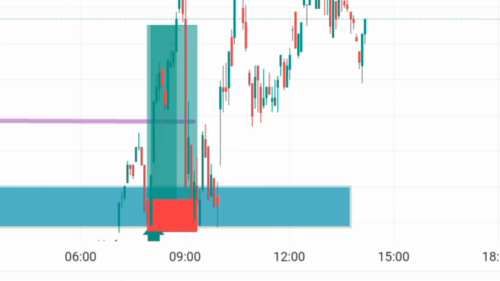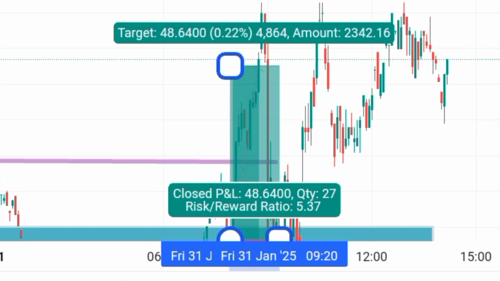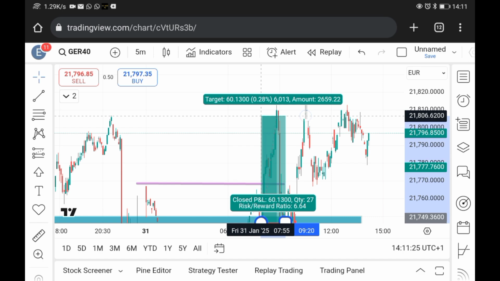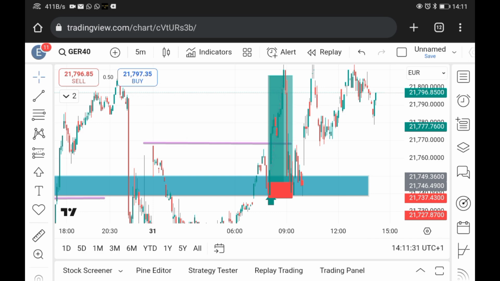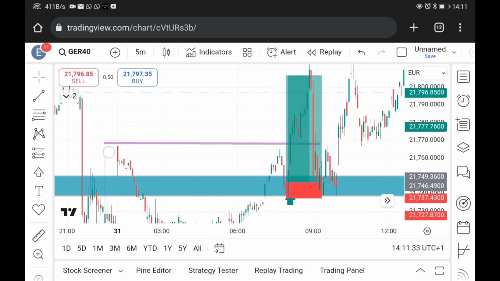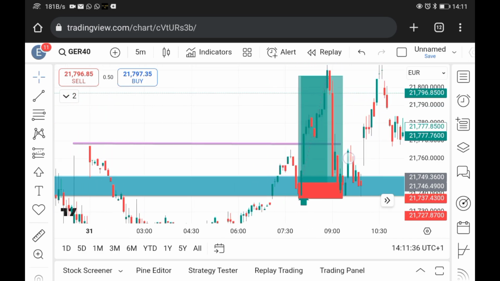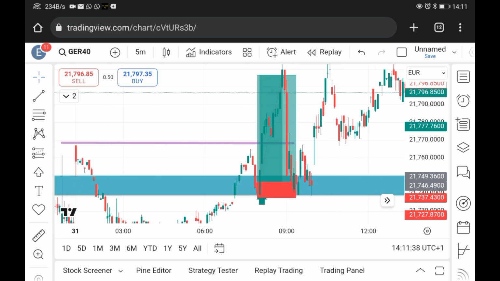So that is the beauty of trying to take a trade that is far better. Targeting the high, giving you 1 to 6.6. So that just happened today. This is what happened today, during the London session, London Open. So this is what happened today.